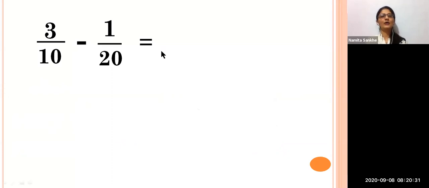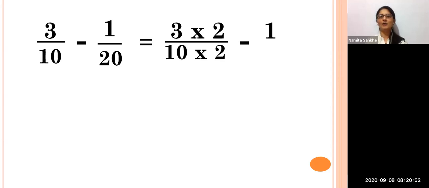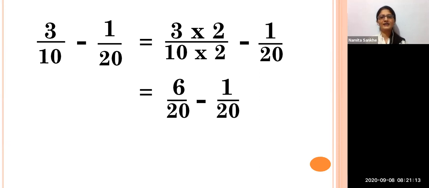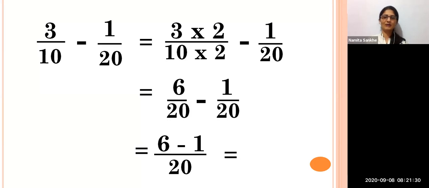Now here, if you look at the denominators, you understand that 20 is twice 10, right? So we will create a common denominator by multiplying the first fraction with 2. So 3 into 2 upon 10 into 2, right? Minus 1 upon 20. So it is 3 into 2, that is 6 upon 20 minus 1 upon 20, right? Now we created a common denominator here. Now you just have to subtract the numerators, 6 minus 1 upon, write the denominator as it is, 20. So 6 minus 1 upon 20.